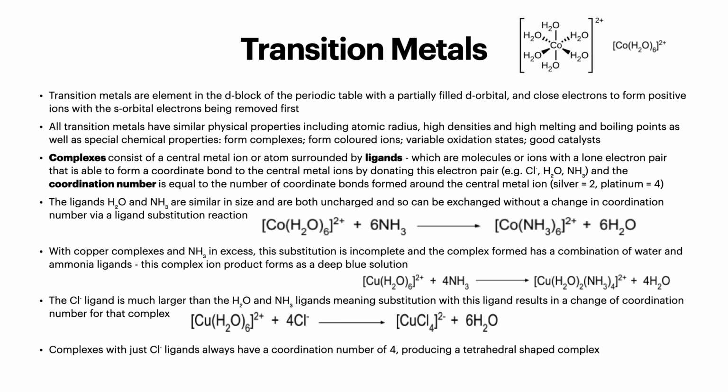The chlorine ion ligand is much larger than the water and the NH3 ligands, meaning substitution with this ligand results in a change of coordination number for that complex. Complexes with just chlorine ligands also always have a coordination number of 4, producing a tetrahedral shaped complex.